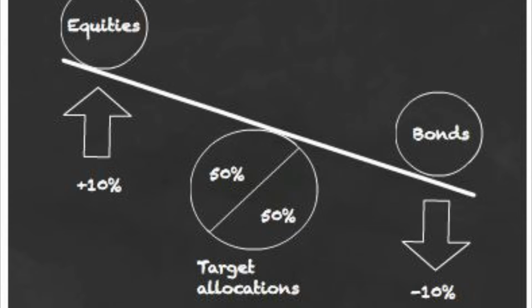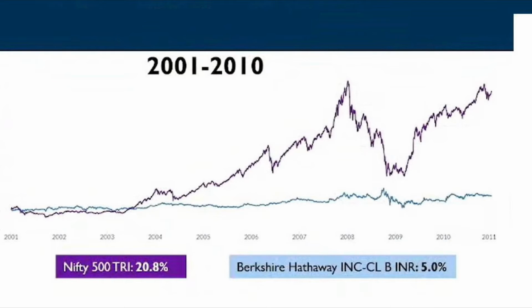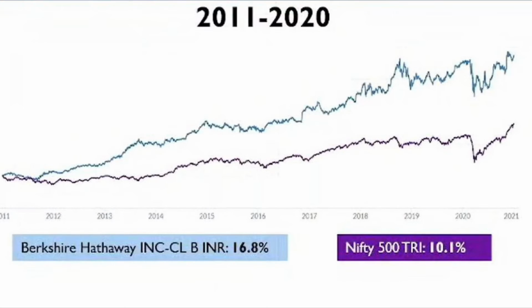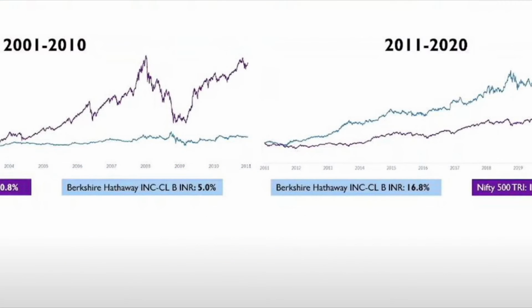It could be equity and debt, domestic equity and the US market. Let me show you how this works using this chart from DSP Mutual Fund Research by Mr. Kalpen Parekh. During this period, 2001 to 2010, the Nifty returned 21% annualized returns, whereas the US market, here represented by Berkshire Hathaway, returned only 5%. In the next decade, the US market, again represented by Berkshire Hathaway, went up 16.8% in rupee terms, whereas the Nifty returned only 10%. The best markets kept changing. It is very difficult to predict the future winners.